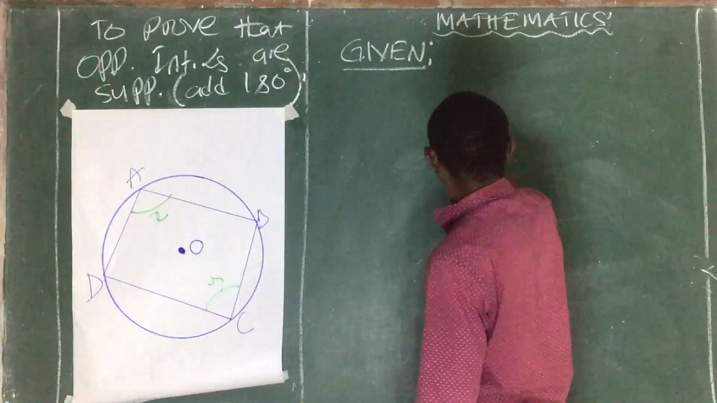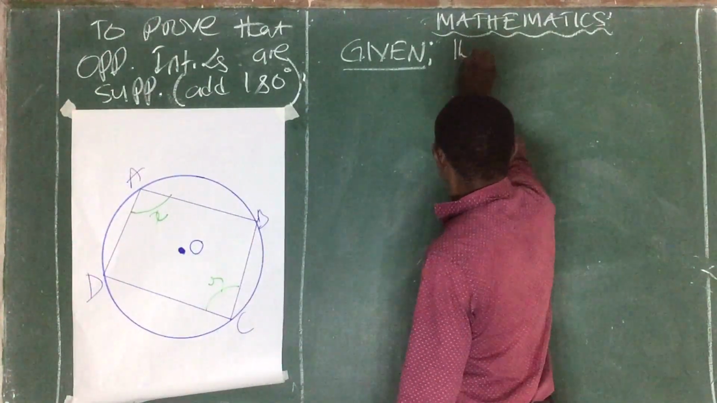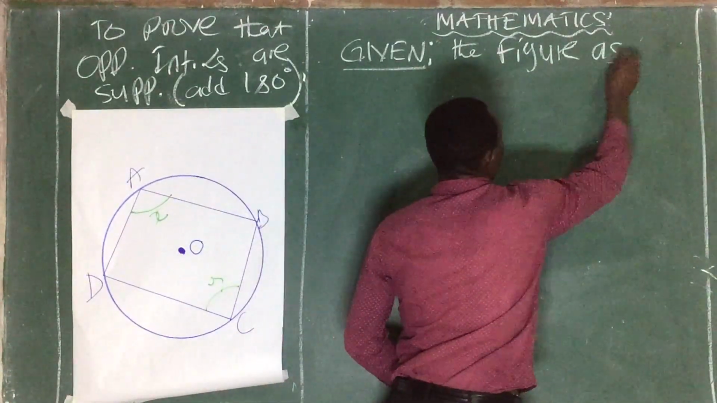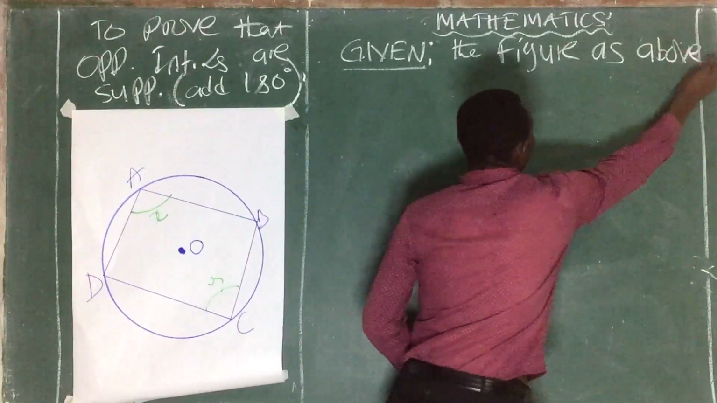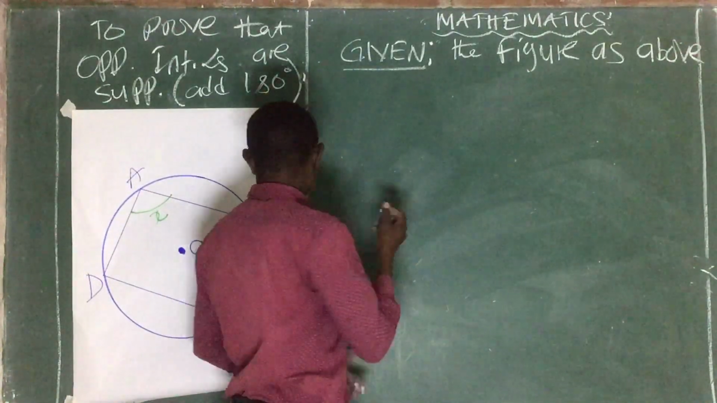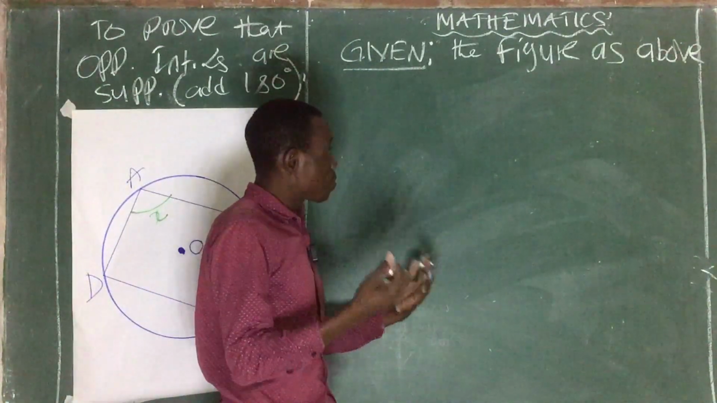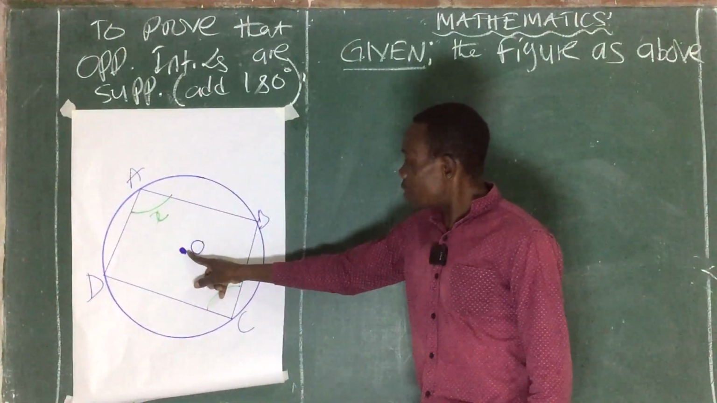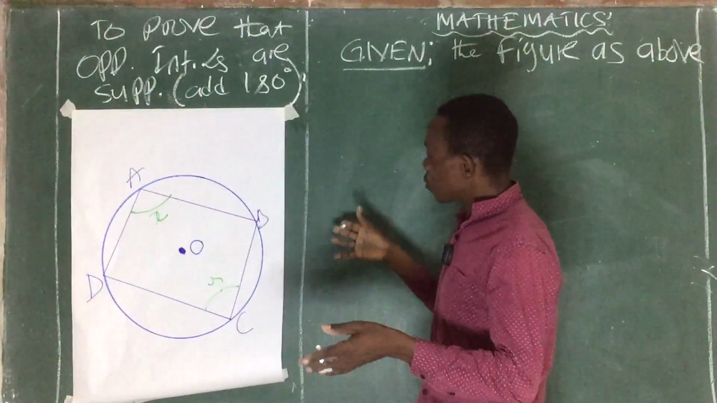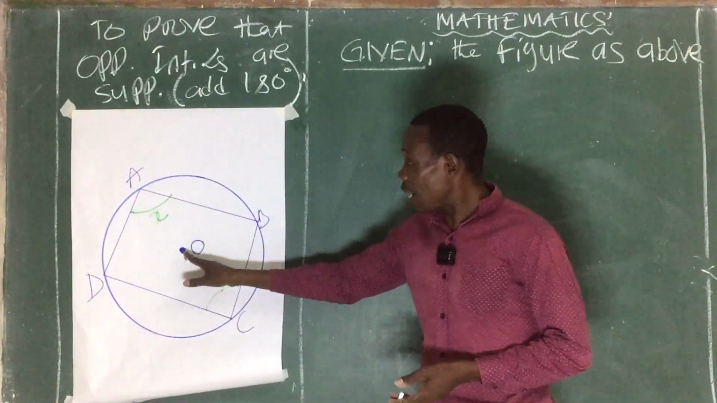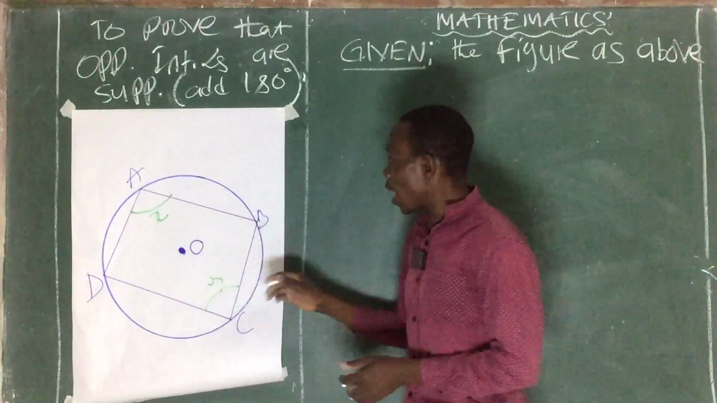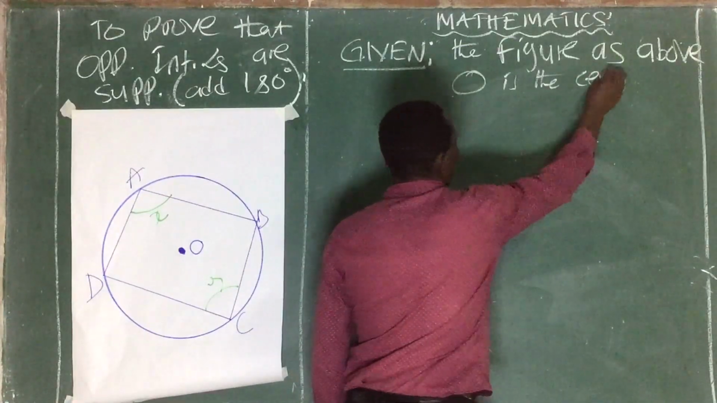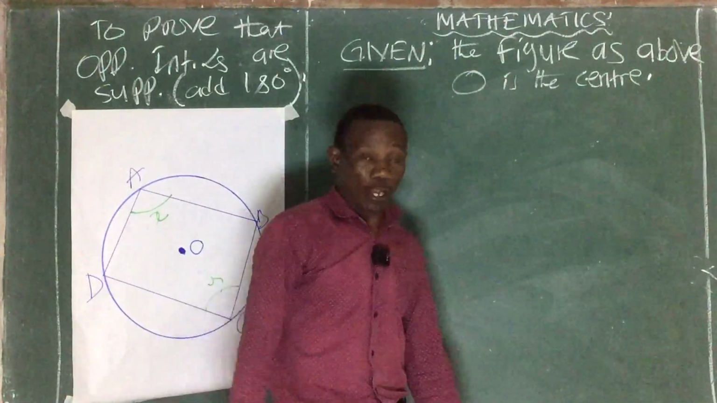Right, so here we are given, you can just say briefly, the figure as above, in which what is more important when you are proving is the center. Because whatever we do here will be related to the center, as we'll be targeting angle X and Y. So here you'd say O is the center of a circle.